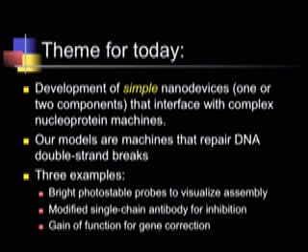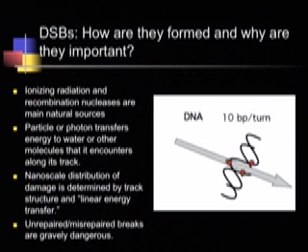The particular machines that we work with are those that repair DNA double-strand breaks, and I'm going to give just three examples today of what we're doing with these. First, we're modifying the machines in a way that we can see them in the optical microscope by introducing bright photostable probes into components of the machines. Second, we've developed a way to introduce a modified single-chain antibody into cells to inhibit the function of nucleoprotein machines. And third, we're working on a way to introduce new functions for gene correction.